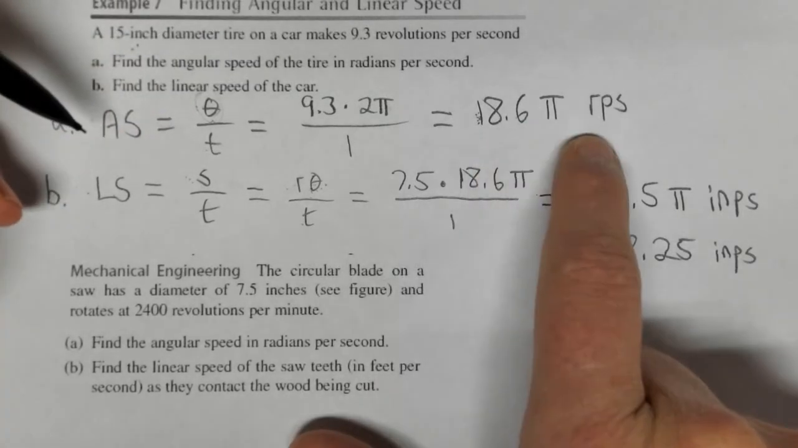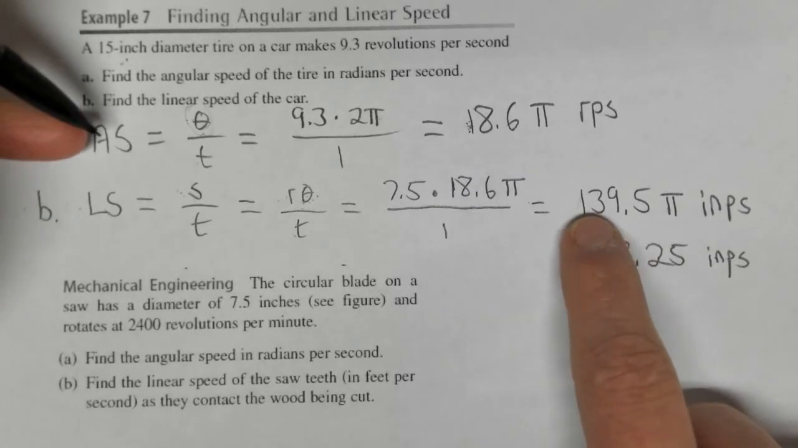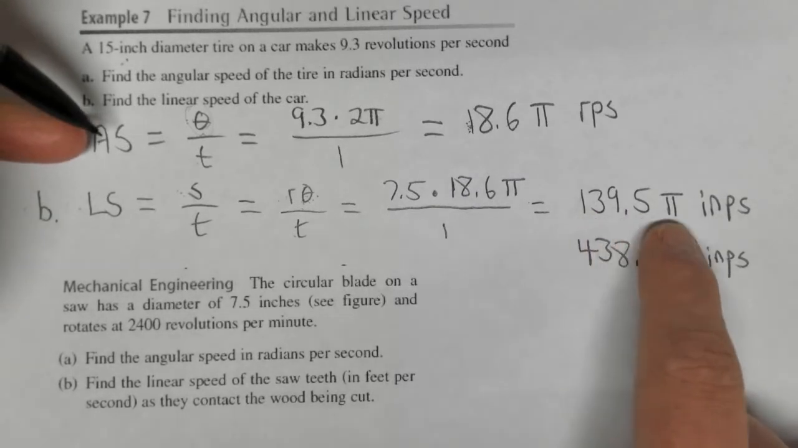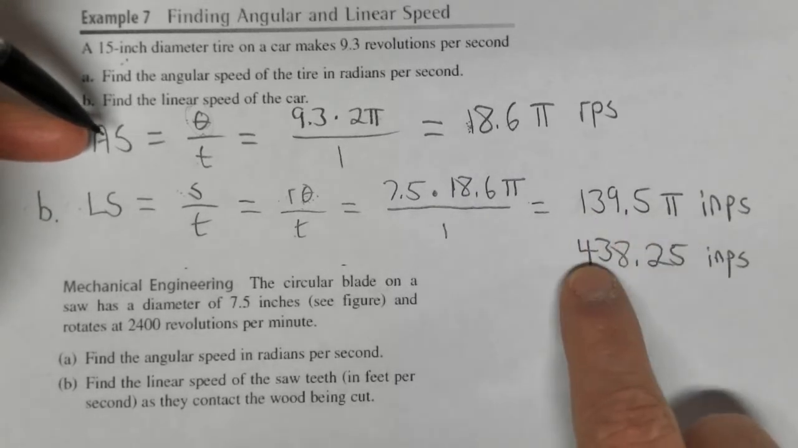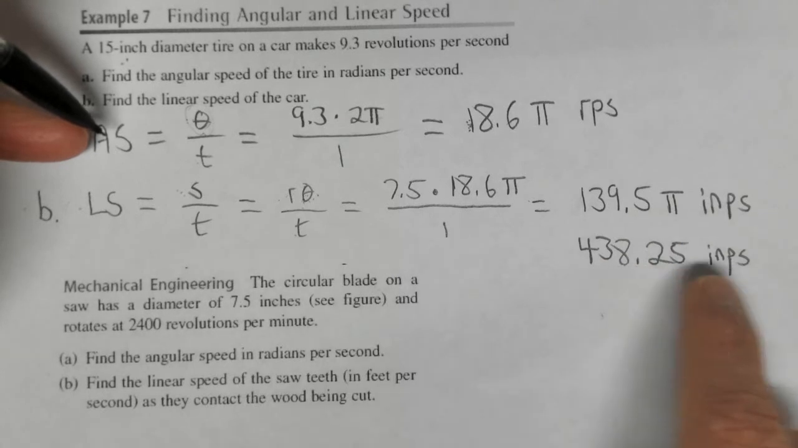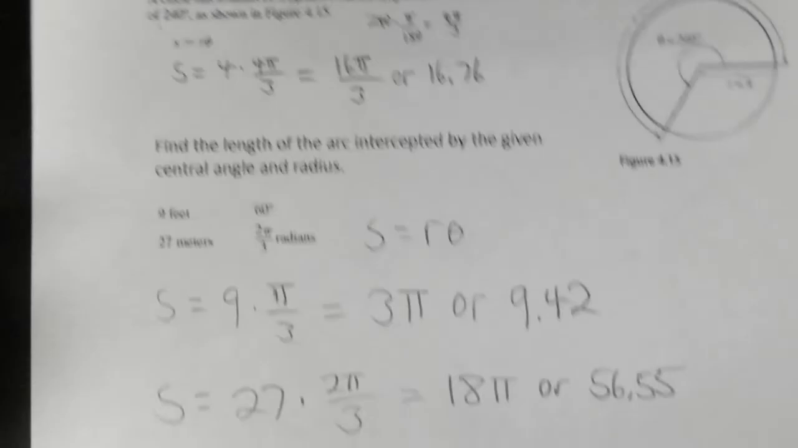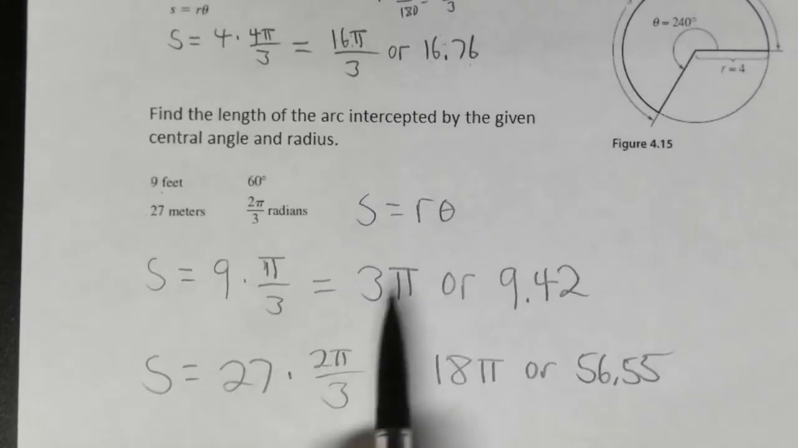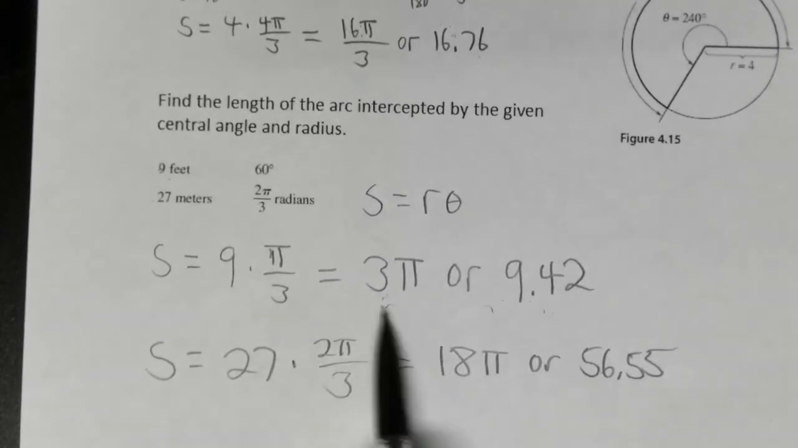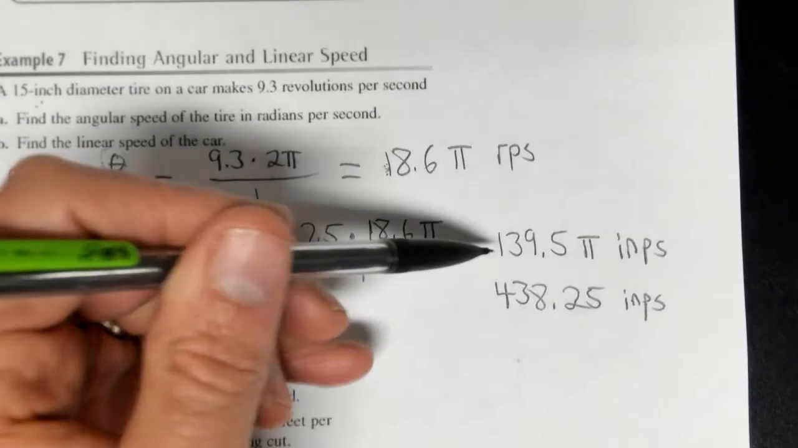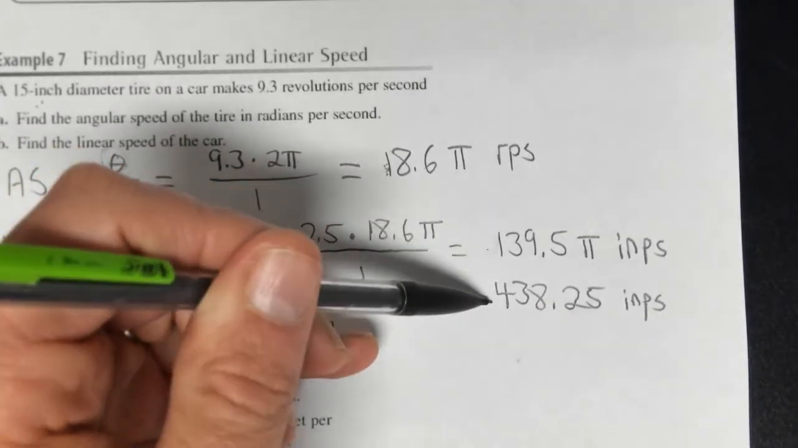18.6 radians per second, but it's 139.5 pi, or 438.25 inches per second. And just like with the arc length, which could be expressed as pi or as a decimal form, same thing with linear speed. It can be expressed as pi or in decimal form.